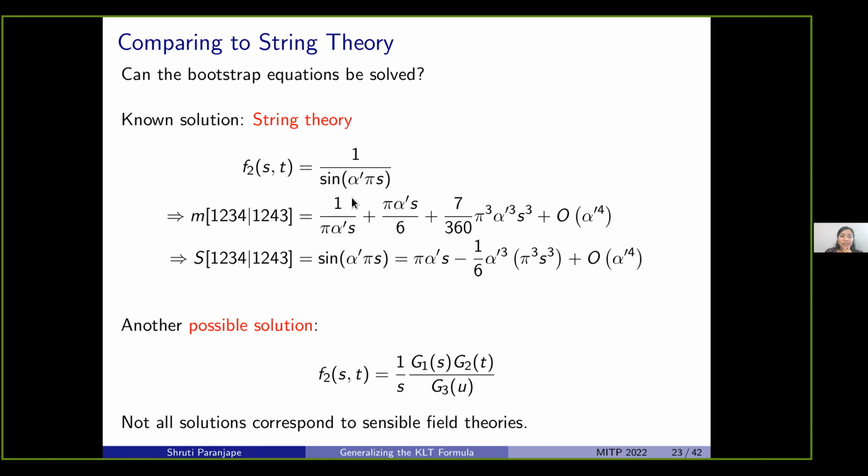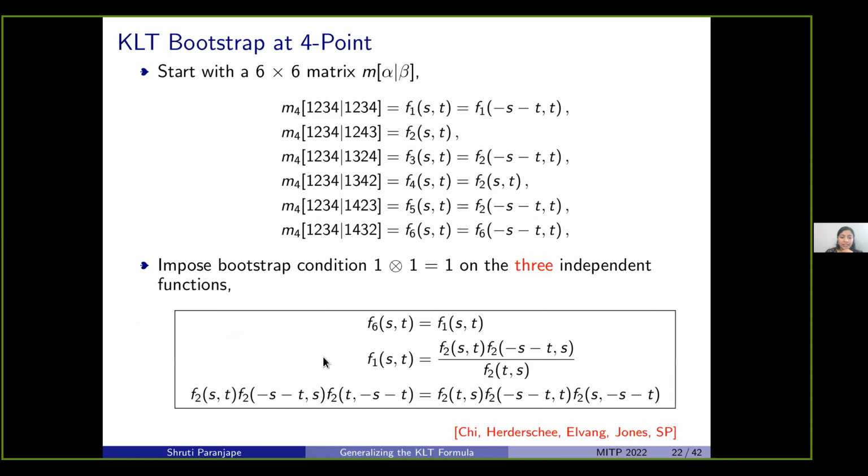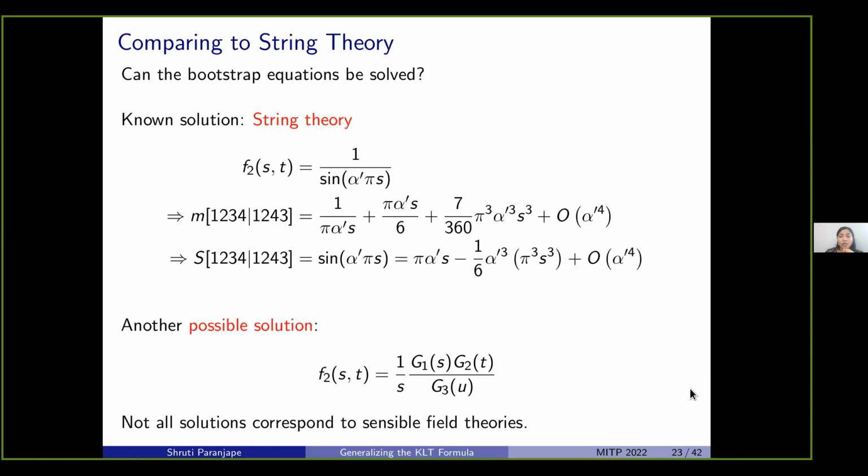So what do I mean by that? I mean that if you take F2 equals this, which is exactly what it is for the string KLT, it will satisfy this equation over here. Furthermore, you can think of this F2 as coming from some bi-adjoint scalar EFT resummed, right? So you can just expand this in alpha prime around alpha prime equals 0, and this just looks like bi-adjoint scalar with a bunch of high derivative corrections at 4 point. Good.